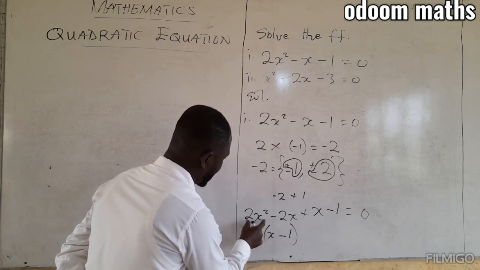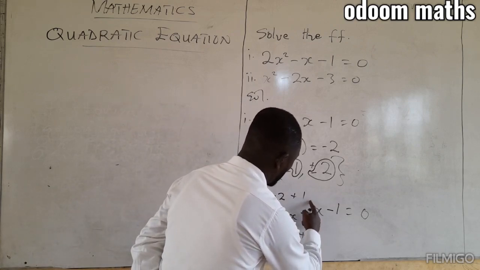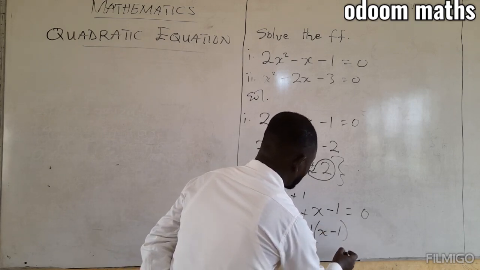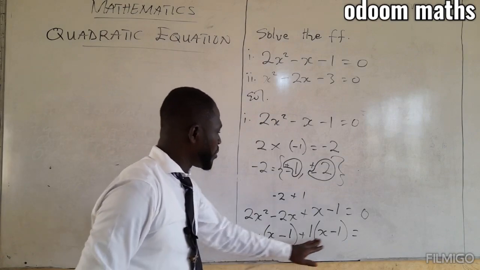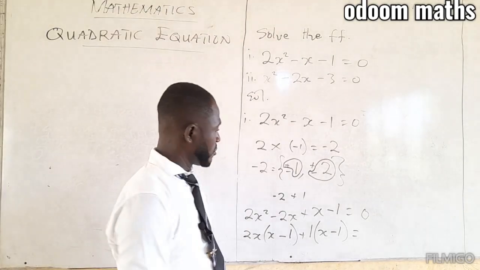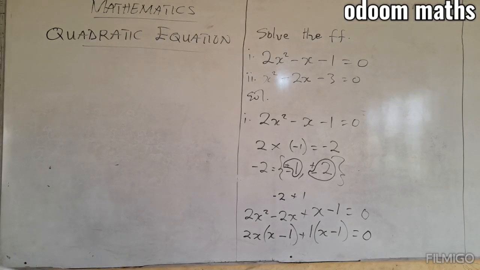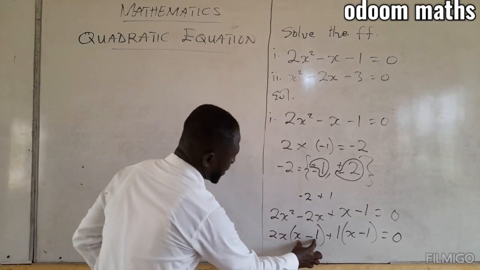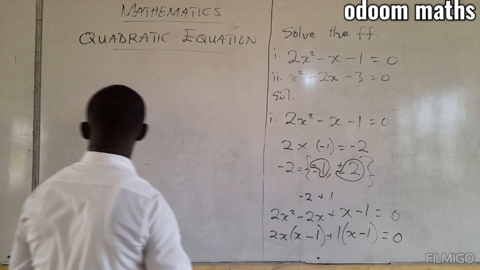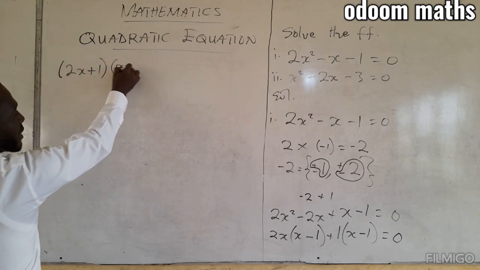Let's see, this and this will give us this one. This and this also give us this one. Now plus, here we have just one common to them, so 1 into brackets, x minus 1. We should also make sure that the two brackets have the same terms. This is equal to 0. Now, from what we have there, we have x minus 1 common, and then 2x plus 1. So into brackets, 2x plus 1 and then x minus 1.